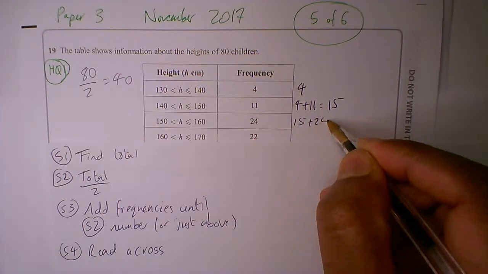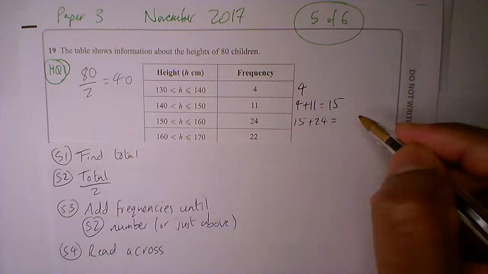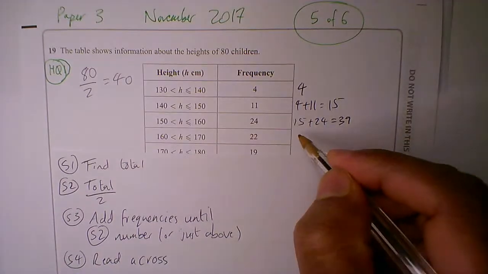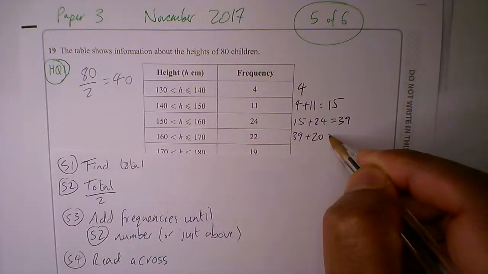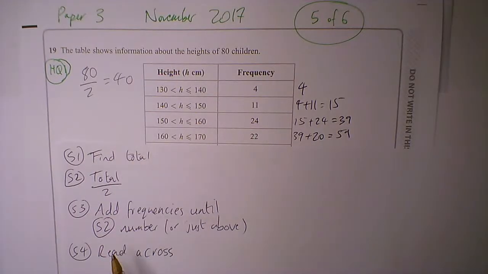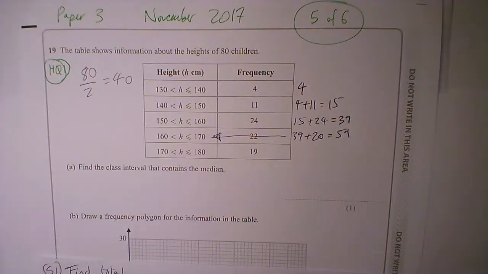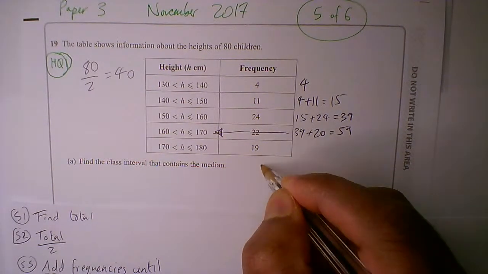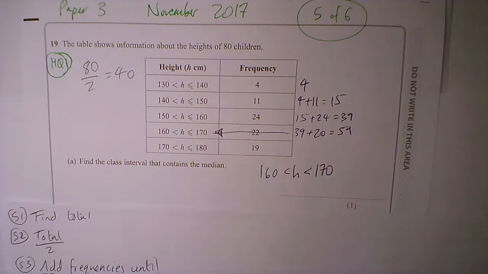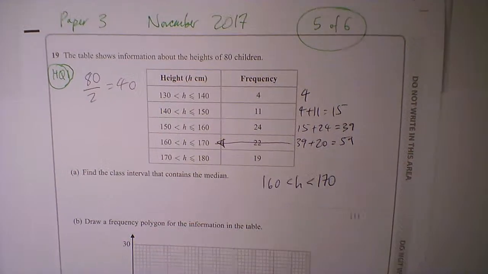15 plus 24: 25, 35, 39. 39 is just below 40, so I'm going to keep going. 39 plus 20 is going to be 59. So that is above 40. So now my step 4, I read across. And so my class interval is 160 to 170. All right, and we're not doing part B because, again, it's not part of our focus today.